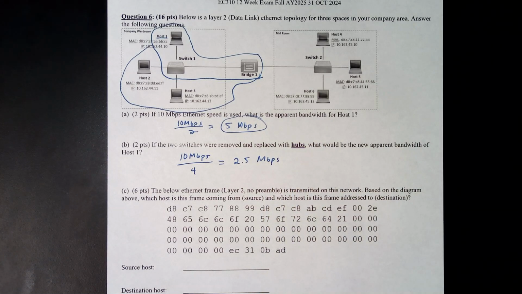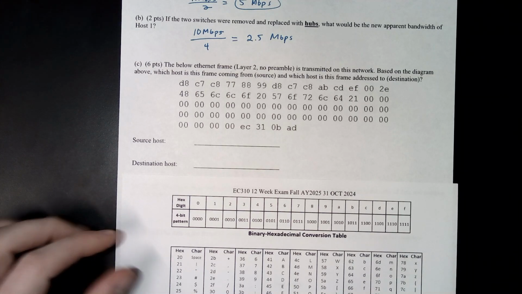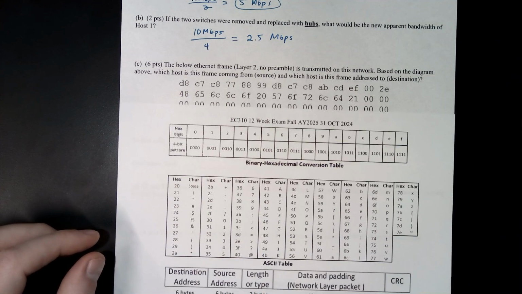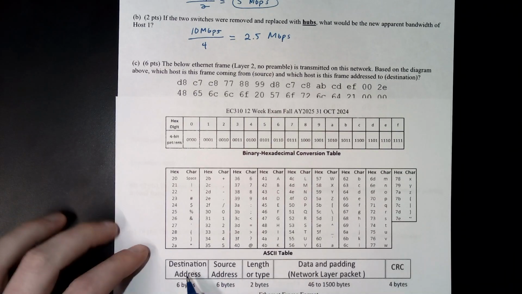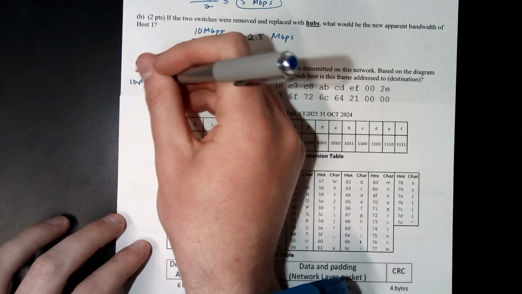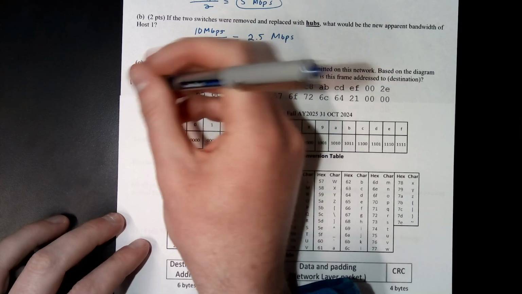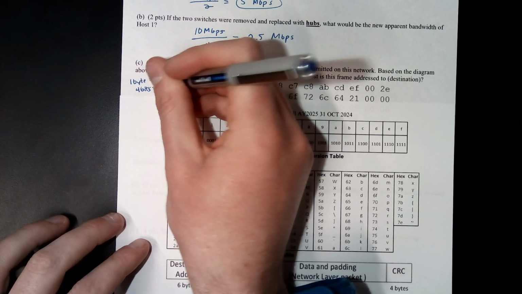Okay. So moving on to parts C, D, and E, we're now looking at an Ethernet frame, layer 2, no preamble, which is transmitted on the network. Based on the diagram above, which host is this frame coming from, and which is it addressed to, the destination? So here we need the format for the frame that's given to us with the exam, and we need to remember the rule that 1 byte equals 2 hex digits, right? We also might want to remember the rule that 4 bits equals 1 hex digit, right?